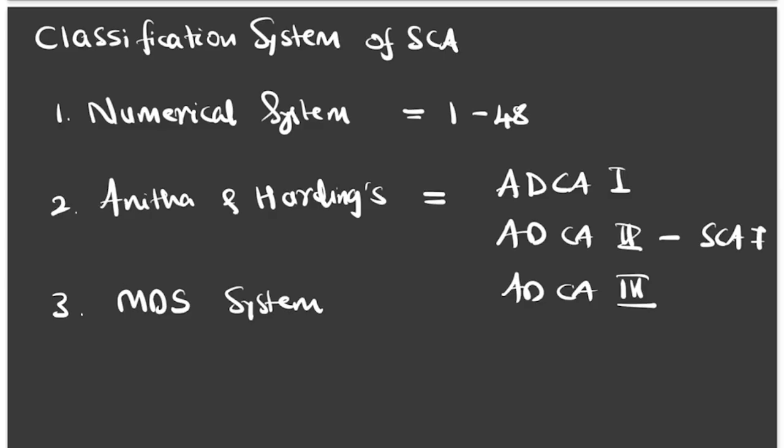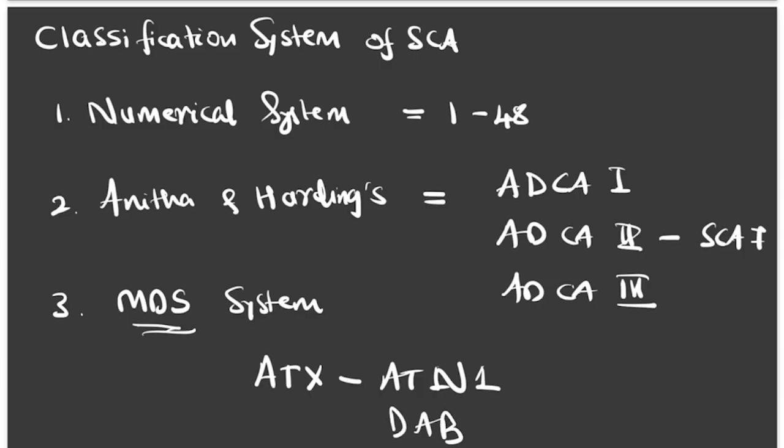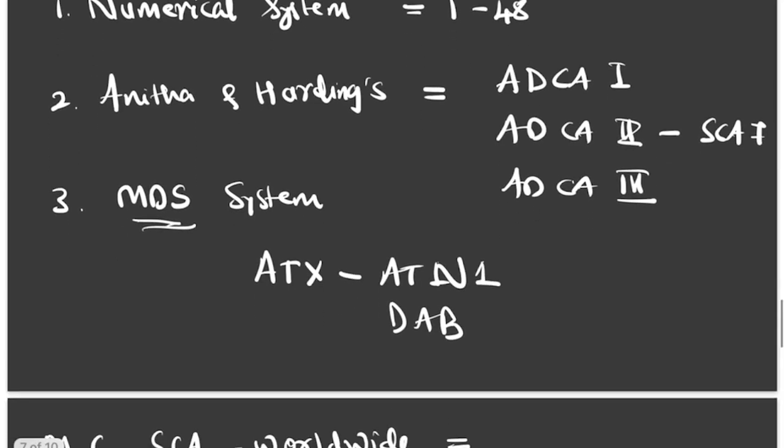Next we have the MDS system. MDS means Movement Disorder Society system of classification of cerebellar ataxias. Here it is based on the genes and is still evolving, so you don't have to remember this. What they are proposing is to give a prefix ATX for ataxia and then the gene associated with it, like ATN1 gene, DAB gene, SNAP25, TUB2A, like that. Multiple genes are there, and you can add based on the gene.